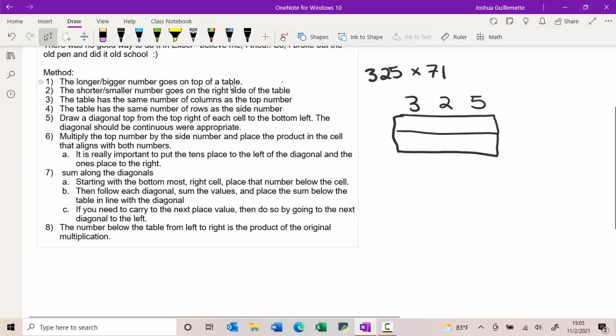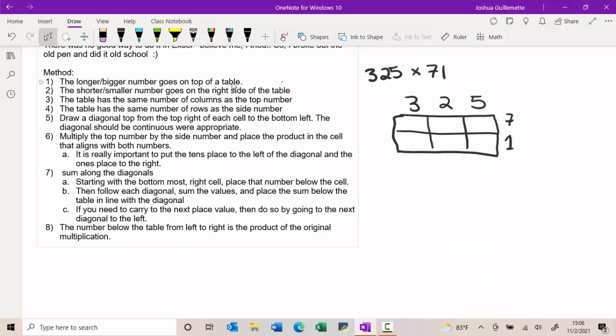The shorter, smaller number goes on the right side of the table. So that's the 71. If they are both the same size, it doesn't matter. Okay? The table has the same number of columns as the top number. So I'm going to have 1, 2, 3 columns for the top number. And the table has the same number of rows as the side number. So I knew it was going to have 2 rows because I have 2 digits in 71.